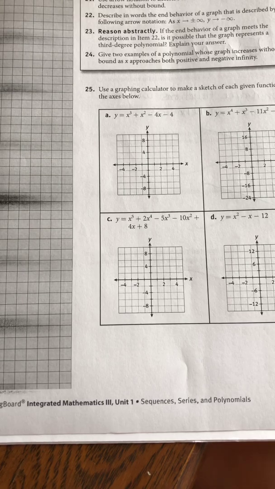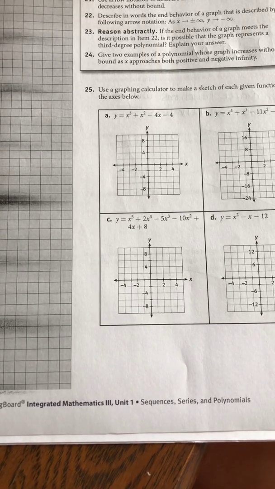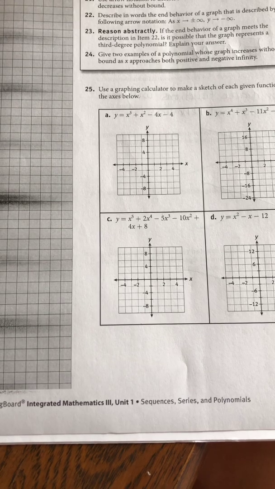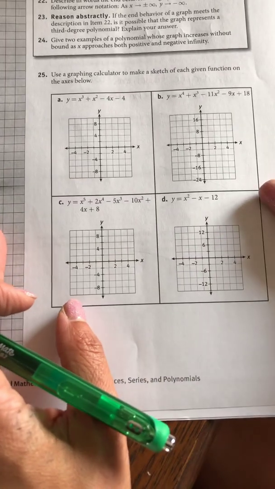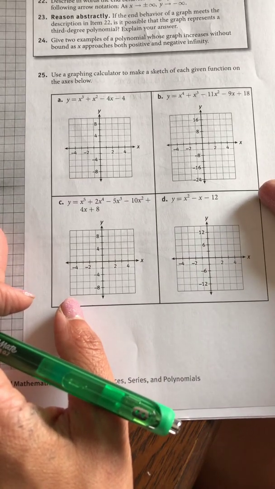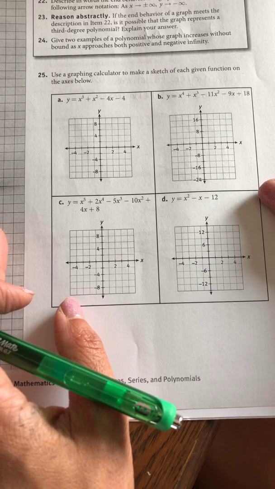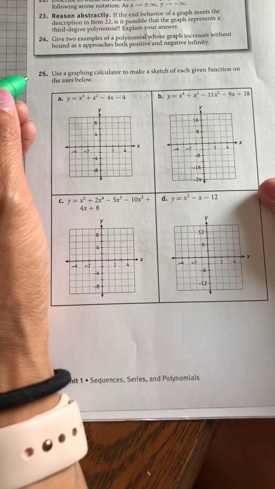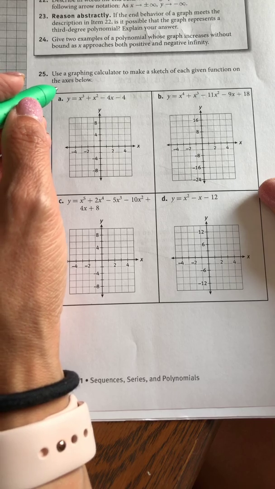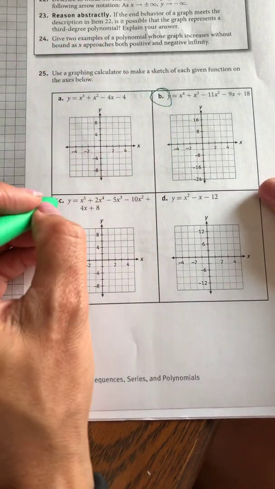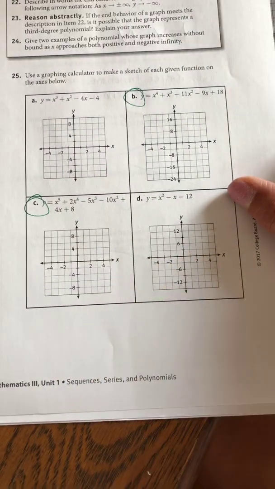I do want to do number 25 a little bit because I'm pretty sure your homework is going to have some of that stuff in there. So let's go ahead and do one of these from number 25. It says use a graphing calculator to make a sketch of each given function on the axes below. So let's do B and C. Let's do those two.